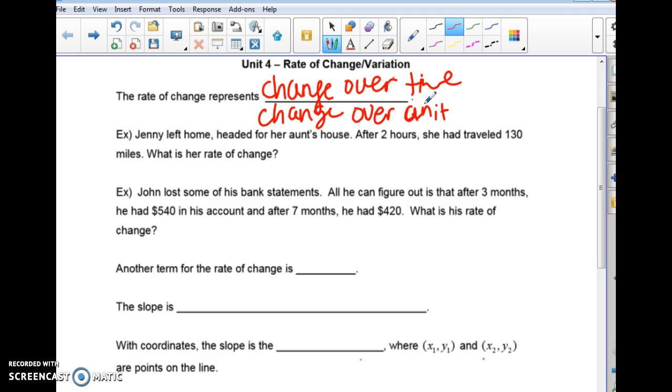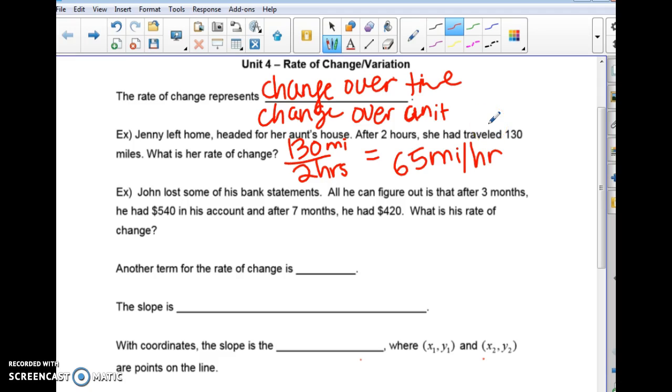That's rate of change. Okay, so for example, Jenny left home headed for her aunt's house. After 2 hours, she has traveled 130 miles. It's always change over time. We're always comparing change per time, so we always put the time in the denominator. So it's going to be 130 miles for 2 hours, and that's going to be 65 miles per hour. And that is the rate of change. In this case, that's the speed, correct?